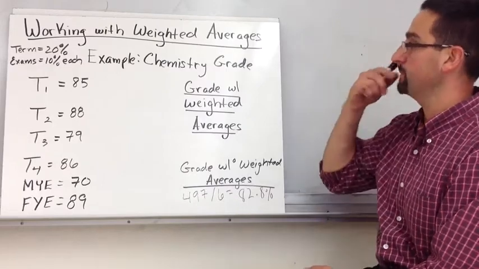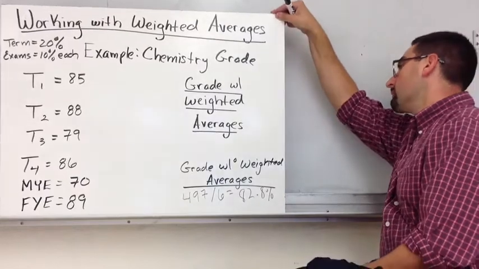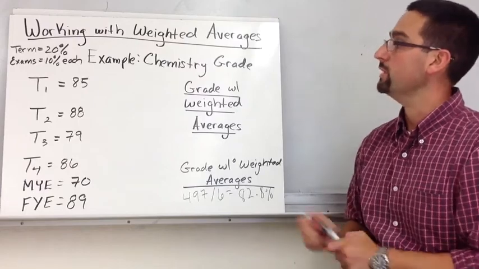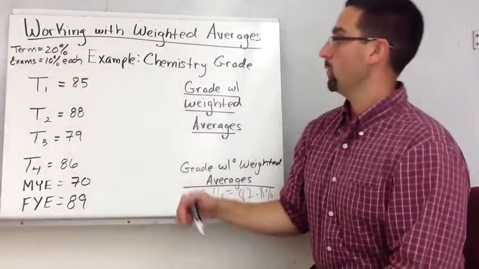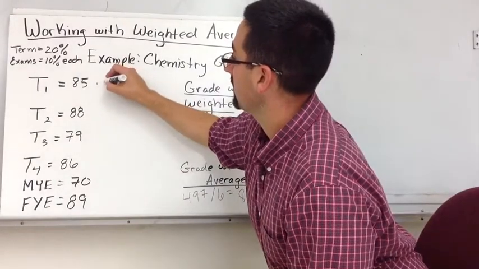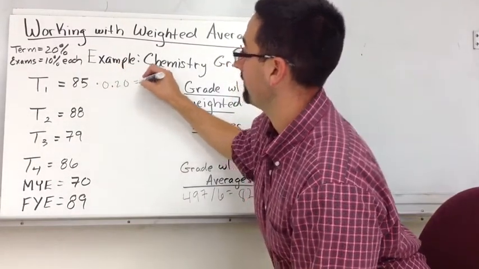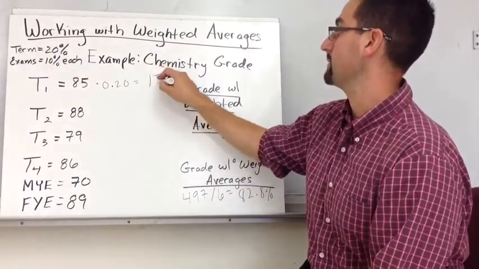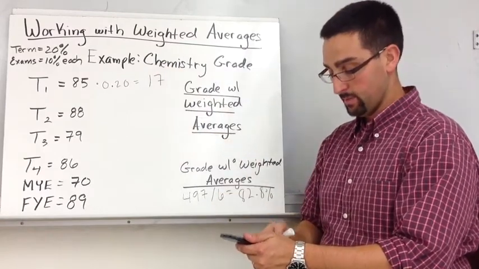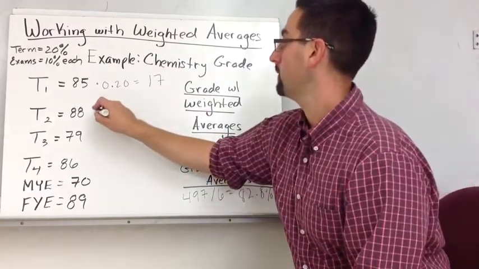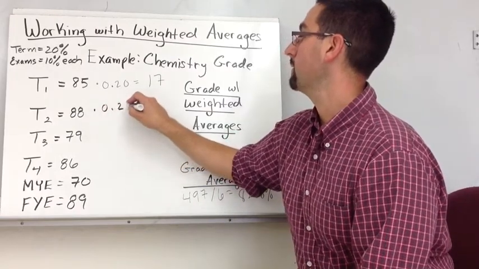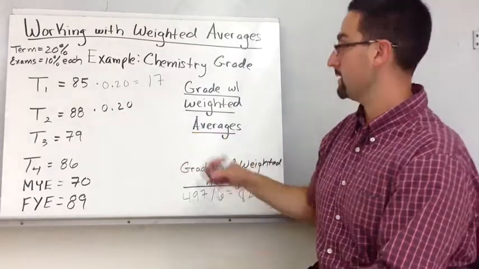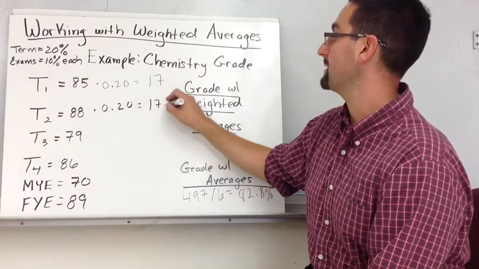Okay? But if we take a look at this student, with weighted averages, it's going to be a little bit different, right? So if each term is 20%, we're going to take 20% of 85. So 85 times 0.2, that's going to give me 17 points. 88 times 0.20, because remember, I'm multiplying by the weight, 20%. Okay? So 88 times 0.20 gives me 17.6 points.